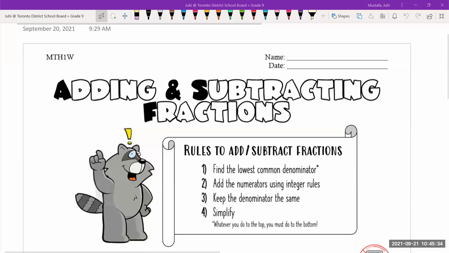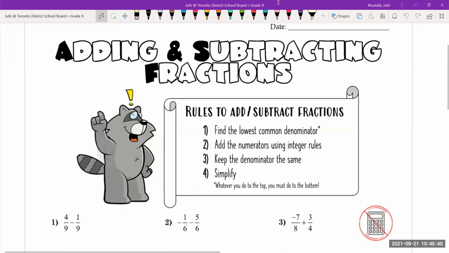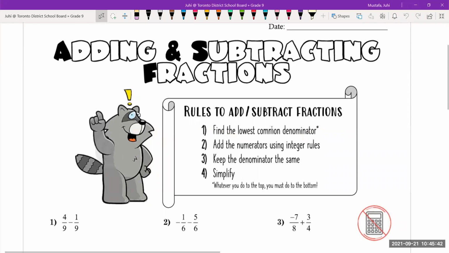We are going to be reviewing how to add and subtract fractions. I have included a super cute little math animal to maybe make the process a little bit friendlier and happier. I don't know if that helps. Maybe when you're studying and looking at it, it might make you smile. I don't know. But here are the rules to add or subtract fractions.